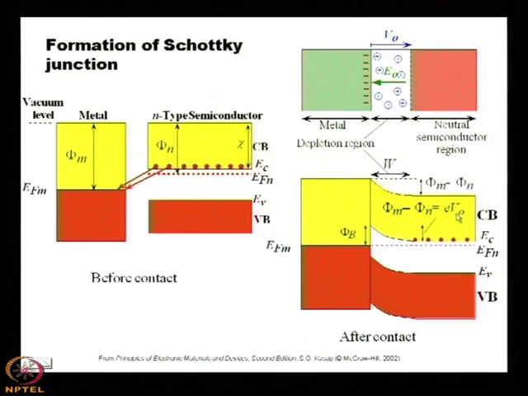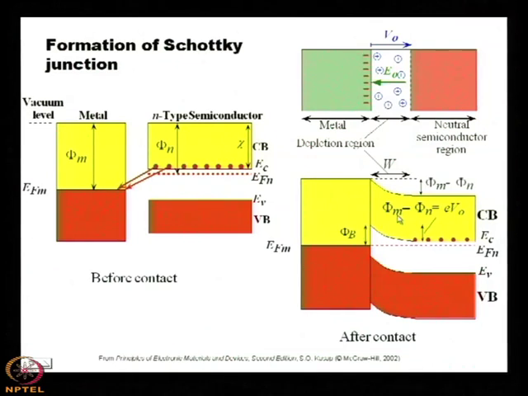Why? One is EV0, another is phi b. There are two barriers and they will resist. So, at thermal equilibrium the current from this side to that side or from that side to this side will be the same, it will be 0.